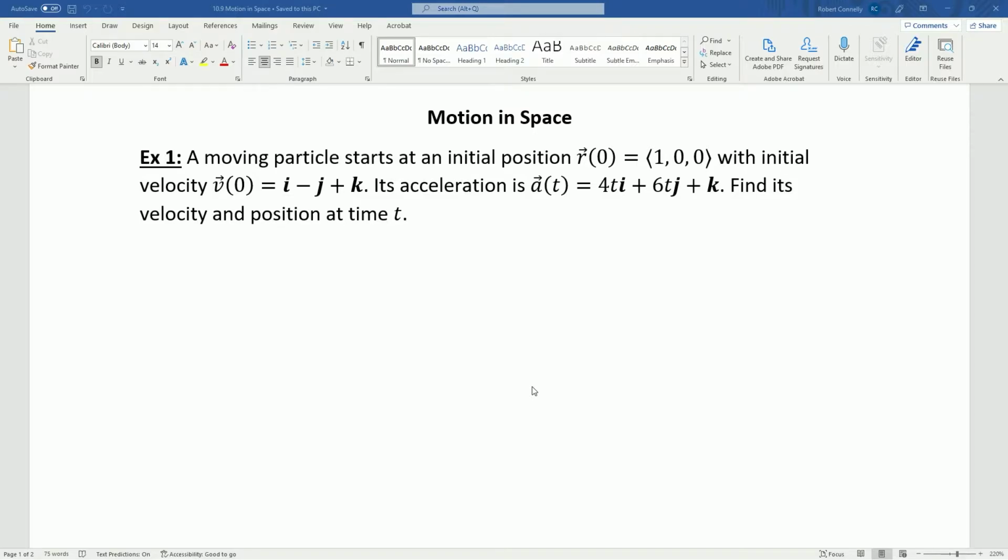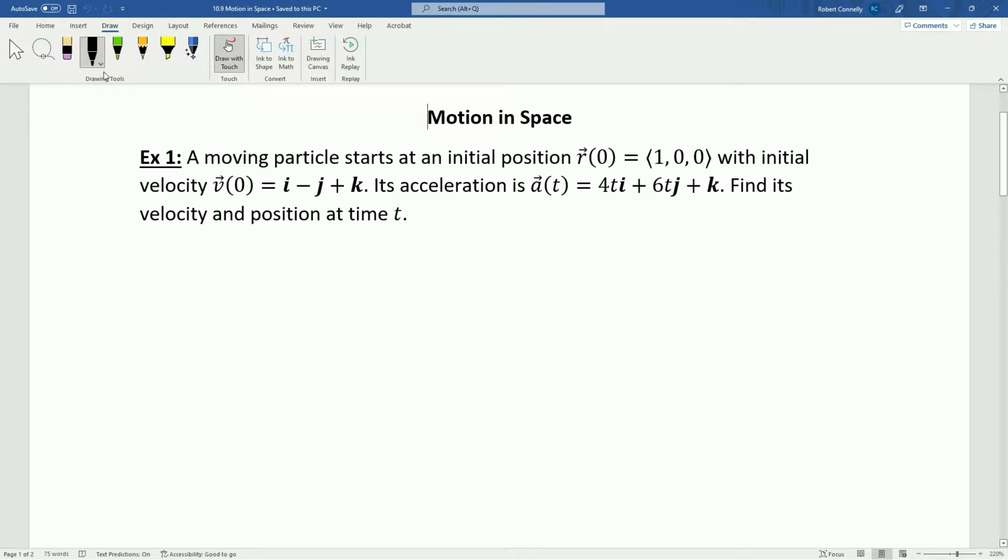So let's start with a fairly straightforward question. A moving particle starts at an initial position, r of 0 equals 1, 0, 0, with initial velocity, v of 0, is i minus j plus k. Its acceleration is 4t i plus 6t j plus k. Find its velocity and position at time t.